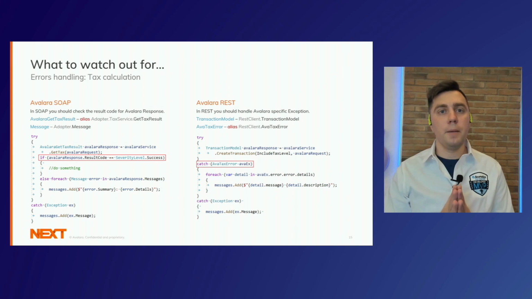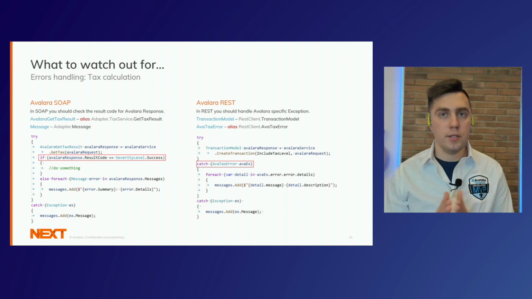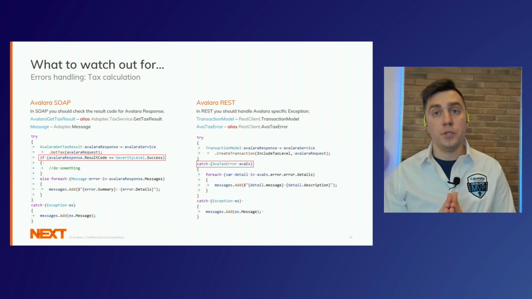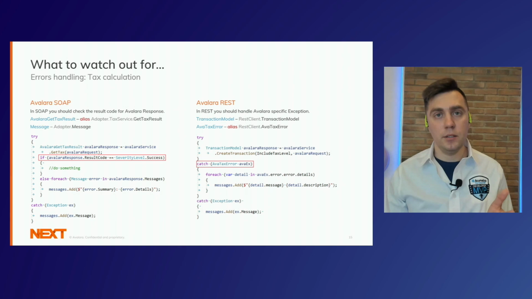Let's look at the tax calculation feature as an example. In SOAP, to get a response, you should call the GetTax method, and even if there's some trouble with your document, like incorrect status or didn't fill required fields, you won't get an exception, but should nonetheless check the result code for Avalara responses. And if it is not a success, then collect all the messages that include details about the problem.